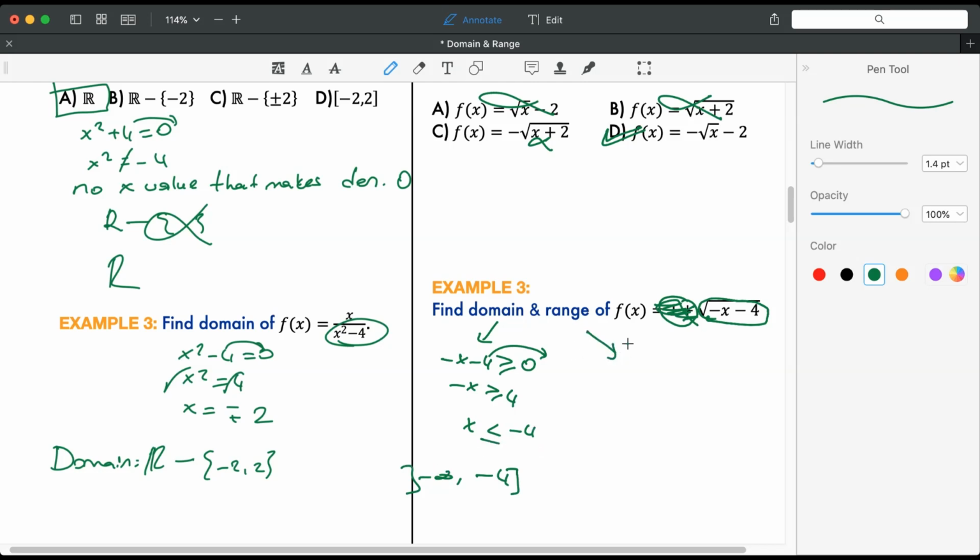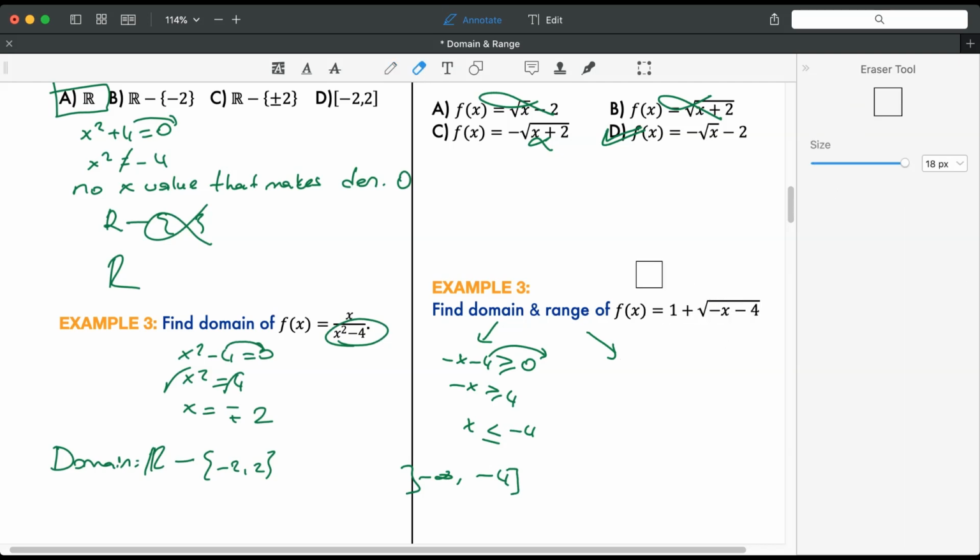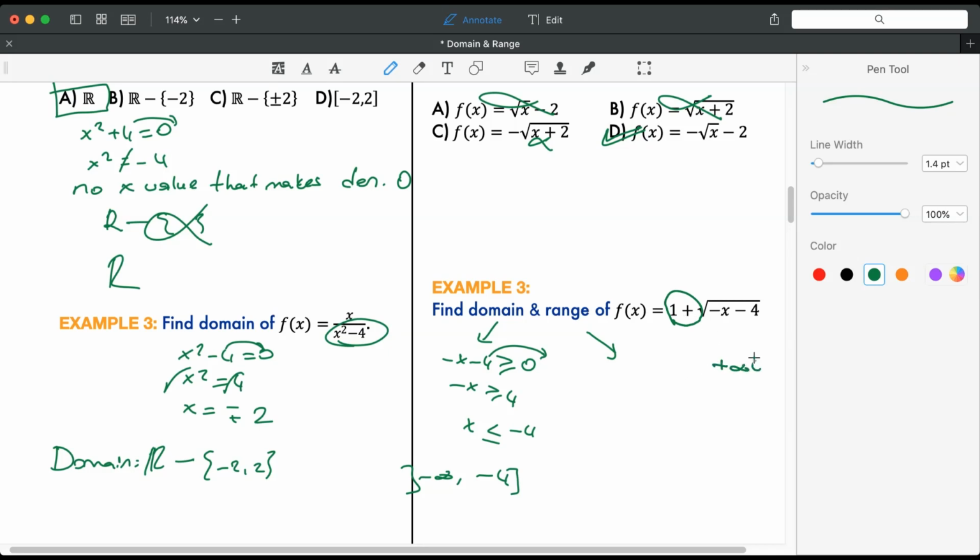For the range, you don't care about the inside. What we care about is the outside. So there's a plus, so we go to positive infinity then. From which number? From the number that's added to the radical, which is 1. So 1 to positive infinity. Keep in mind that to find the domain, we focus on the inside. To find the range, we focus on the outside. Domain inside, range outside for the radicals.